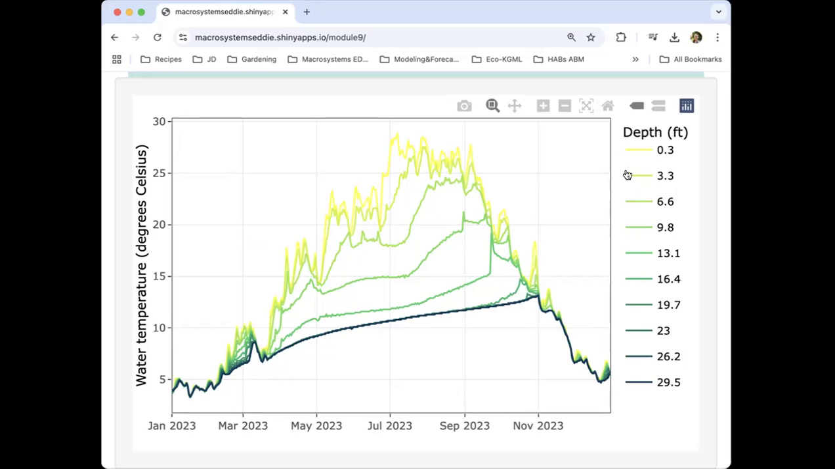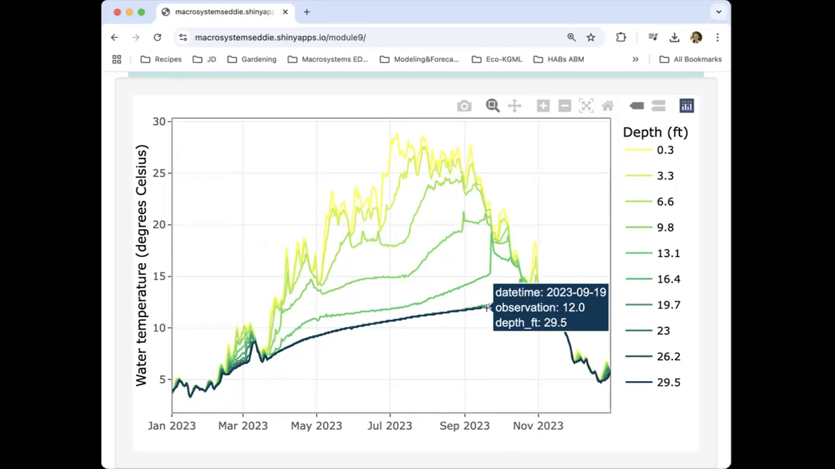Remember that each of the different colors of the lines is showing you water temperatures that are collected at a different depth. So at what depth are the warmest water temperatures observed? If your eye was drawn to this bright yellow line, you would be right. That's a depth of 0.3 feet in the reservoir, which makes sense. Water temperatures are warmest at the very shallowest depth that we measure. Conversely, water temperatures are coldest at the very deepest depth that we measure, and that's why the dark blue line is shown on the bottom.